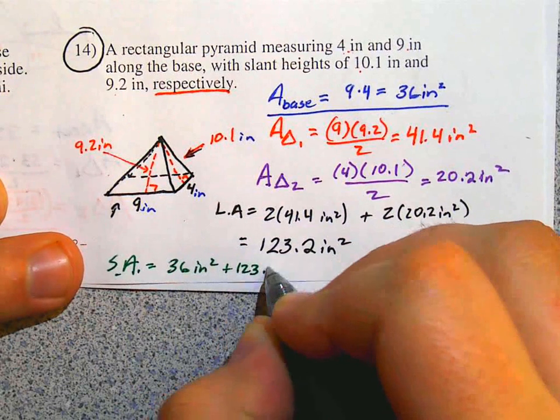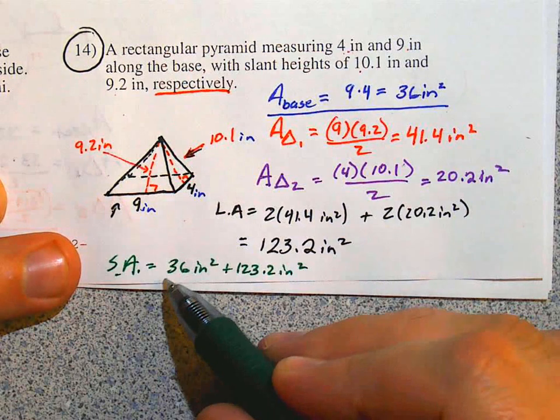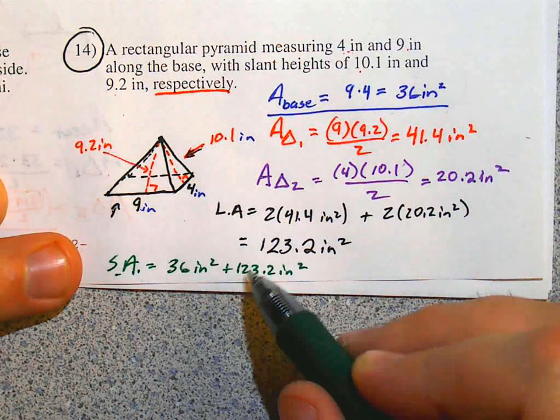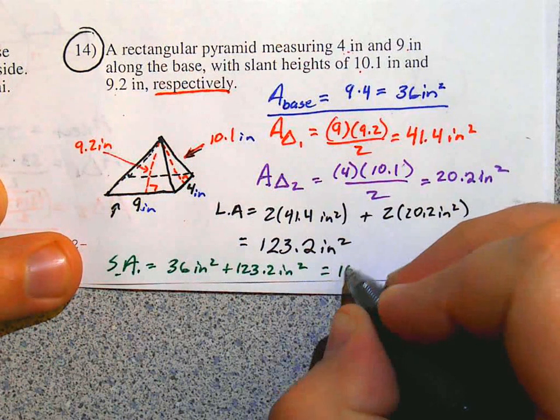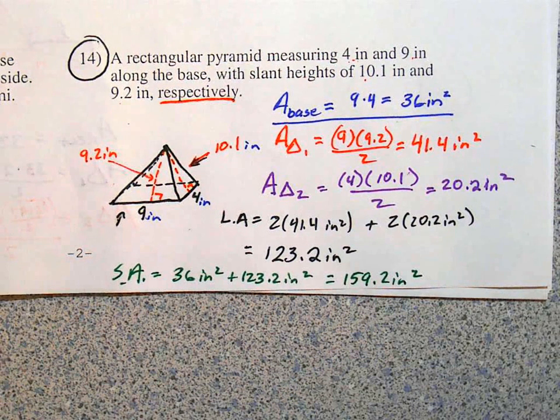So we've got the lateral area, which is the area of the 4 triangles around the outside. Add in the area of the base, which is the 36 inches. So that's going to be 36 inches squared plus 123.2 inches squared. And let's see, 123.2 plus 30 is 153.2, plus 6 is 159.2 inches squared. And we are finito.